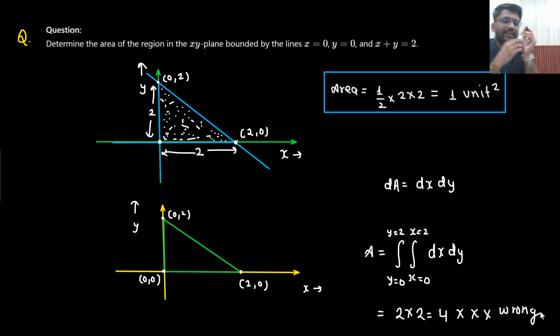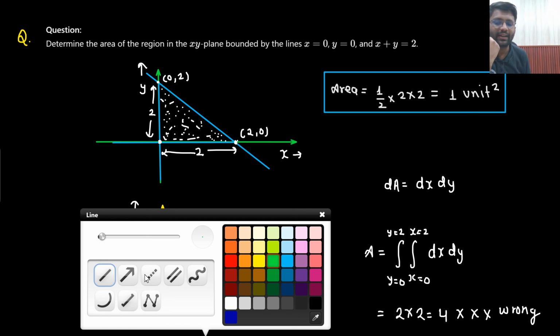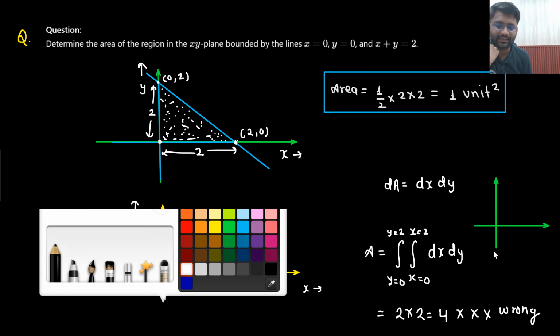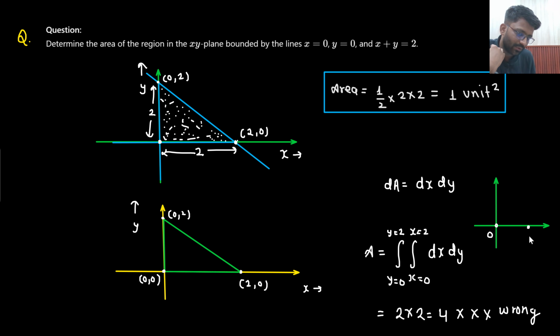So when I said that x is going from 0 to 2 and y is going from 0 to 2, did I actually say correctly? If x goes from 0 to 2 and y goes from 0 to 2, that means this much region would be there, no? x goes from 0 to 2, y goes from 0 to 2. So I have actually found out the area of this rectangle.